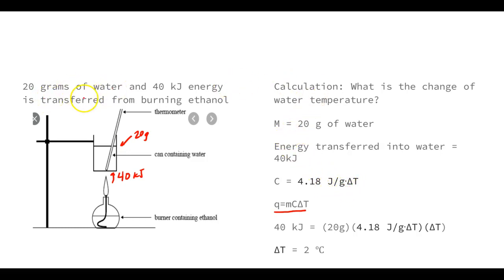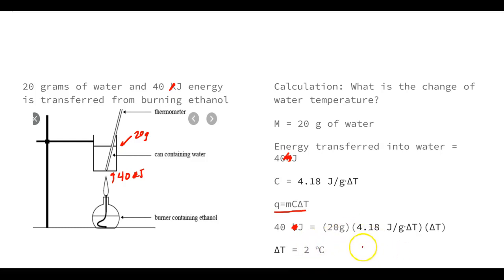We know that our mass of water is 20 grams. And we know that the amount of energy transferred into the water is 40 kilojoules. So in this case, what we're going to be doing, and actually let's change that into 40 joules, just because we're going to have issues with our units, okay? So in that case, if I have 40 joules of energy going into the water, I'm going to plug all those numbers into my equation, and I'm going to find that I will have a temperature change of 2 degrees.